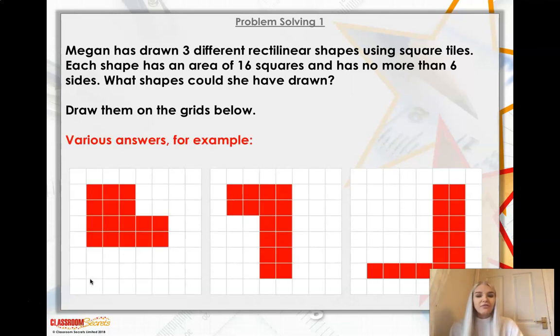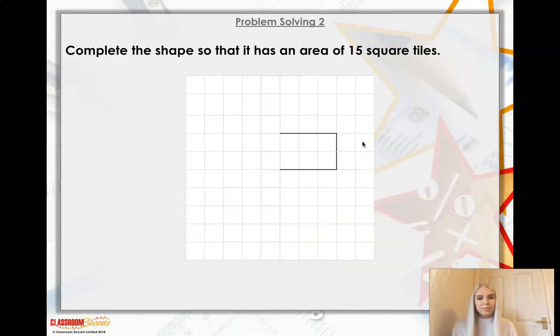Okay, so my first one, I can see that I've used 16 squares and I have 1, 2, 3, 4, 5, 6 sides. Similarly here, I have used 16 squares and I have 1, 2, 3, 4, 5, 6 again. And here I have used 16 squares and I have got 1, 2, 3, 4, 5, 6 sides again. Now there will be various answers for this one, year 4, so if you didn't get the shape I used, that's okay. On to our final problem solving question of the lesson, and then it's over to you to complete your problem solving questions.